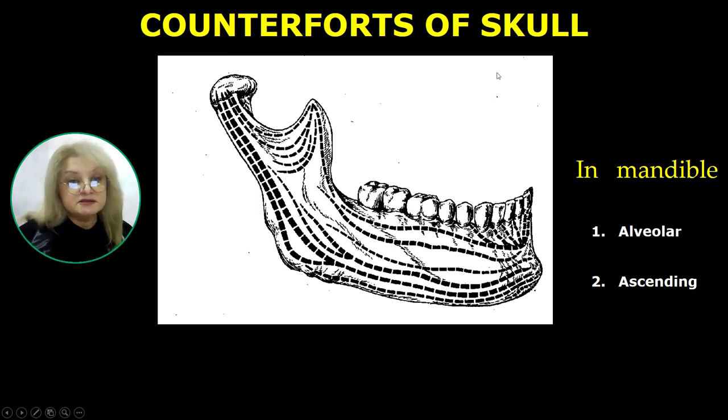The mandible counterforts include alveolar here. They are almost vertical, coming from the teeth alveoli to the chin. And ascending, these are the lines of ascending counterforts along the branches or rami of the mandible.